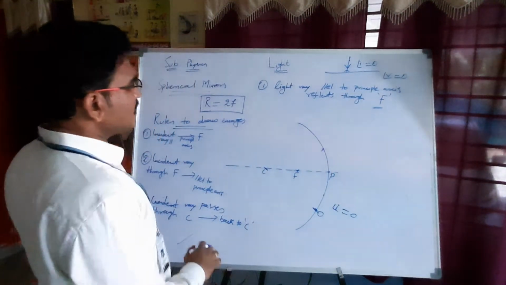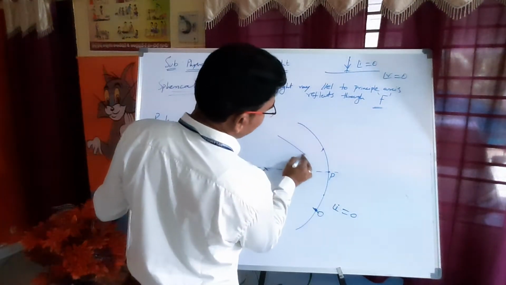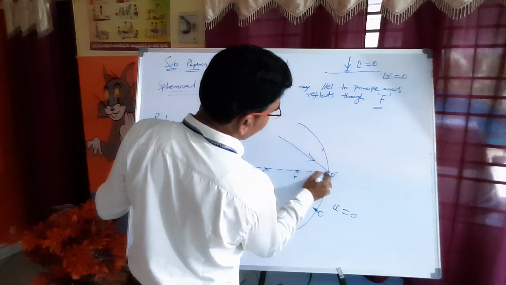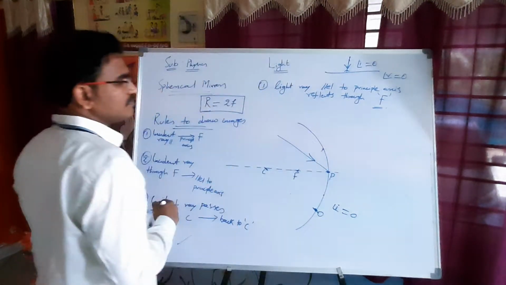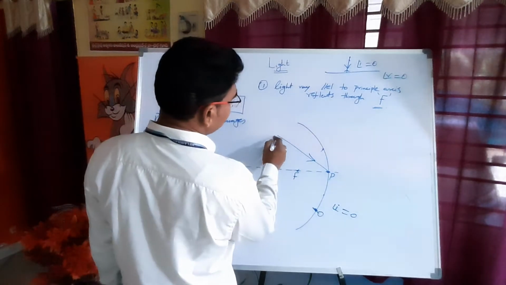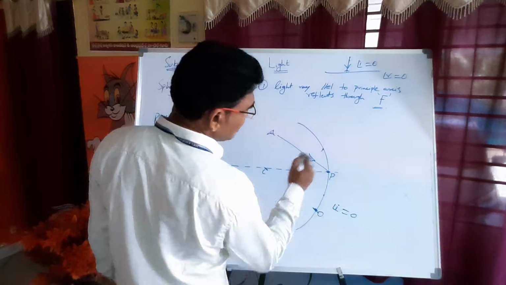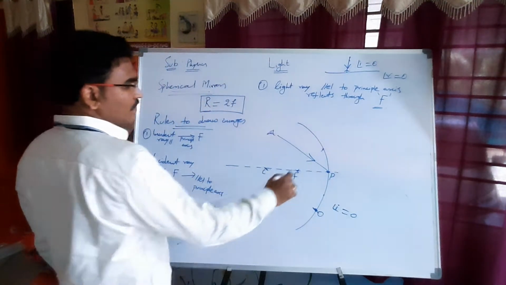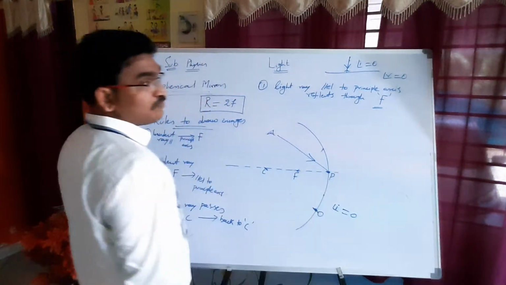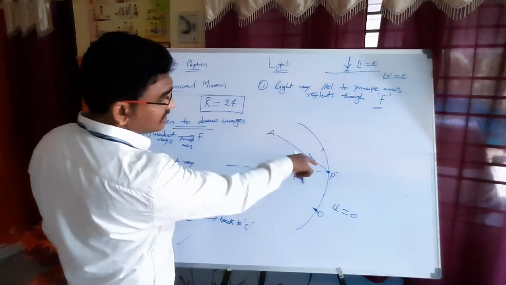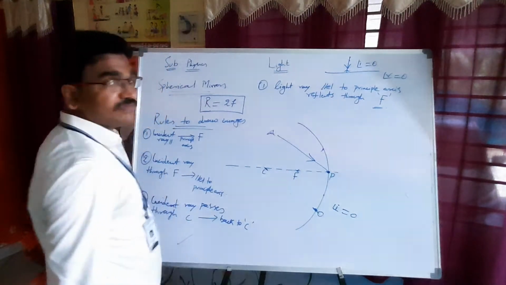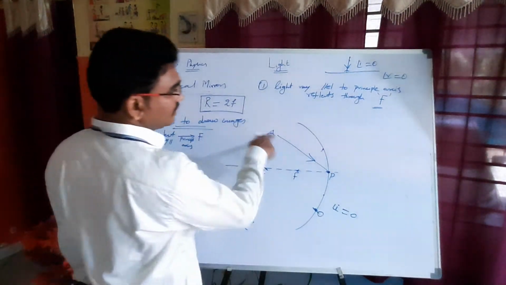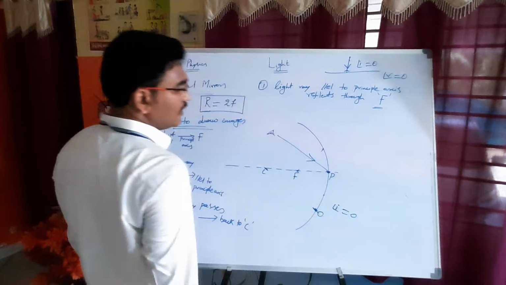Another rule we can discuss now. For example, light has fallen on the pole. Now there is an incident ray. For example, I take this as A. AP is the incident ray. Now what is this point? This is of course the pole, and with respect to this incident ray, this point is called the point of incidence.